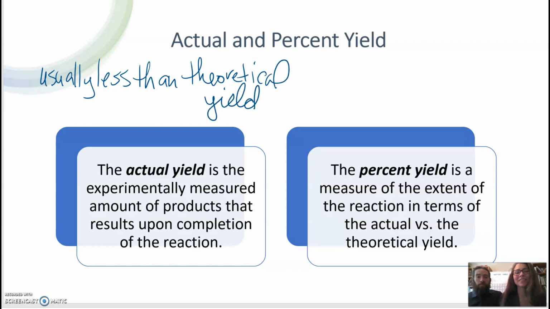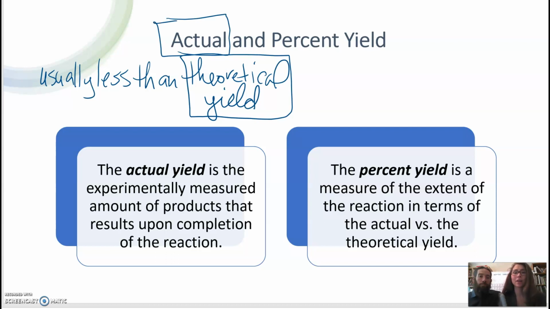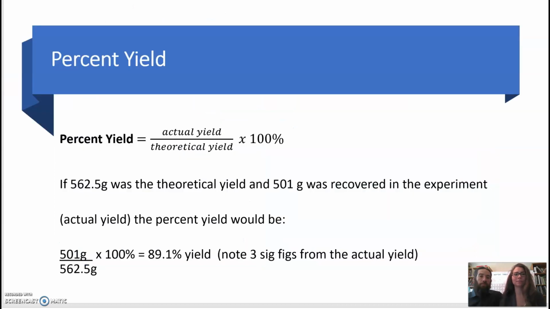So theoretical yield is the maximum amount that you could possibly make. The actual yield is what you did make and what you recovered once you had all of your losses and you did all of your operations in the laboratory. And the percent is how much, as a percent of the maximum that you could make, did you actually recover. And of course, if you're trying to run some type of production facility, you want to maximize that percent yield. You want to make as much product as you can.